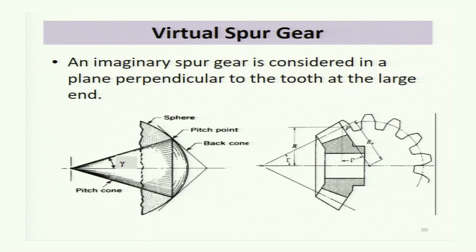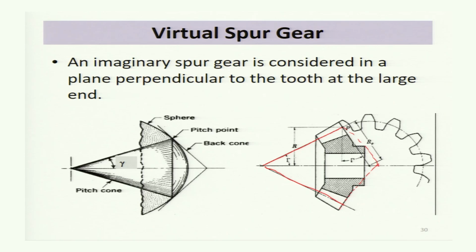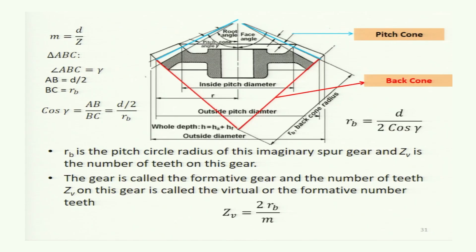Spur gear is considered in a plane perpendicular to the tooth at the large end. That means we have seen the back cone. Now if this line is extended, a back cone with the radius equal to back cone radius. Now with this back cone radius, back cone lines are intersecting at this center, we draw a pitch circle and make a gear, then this is called the virtual spur gear of a bevel gear. This is shown here.